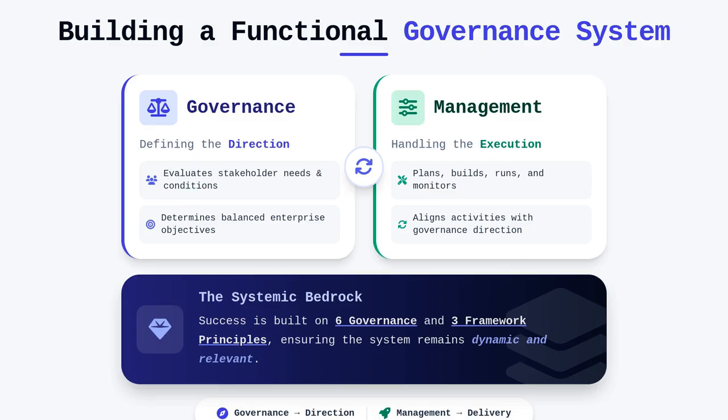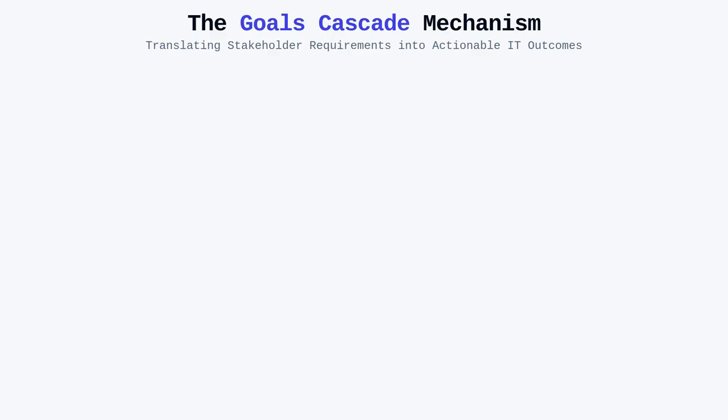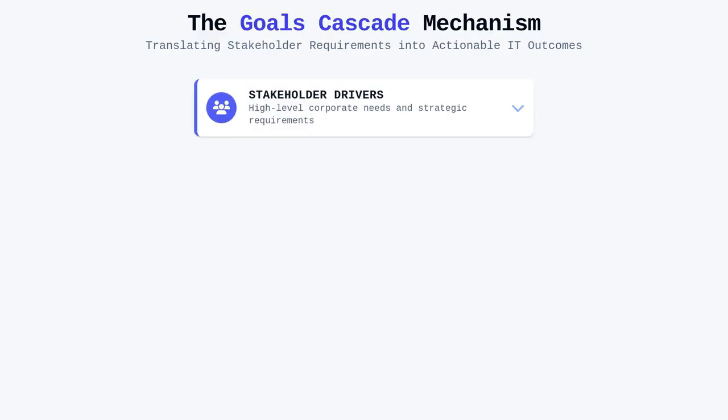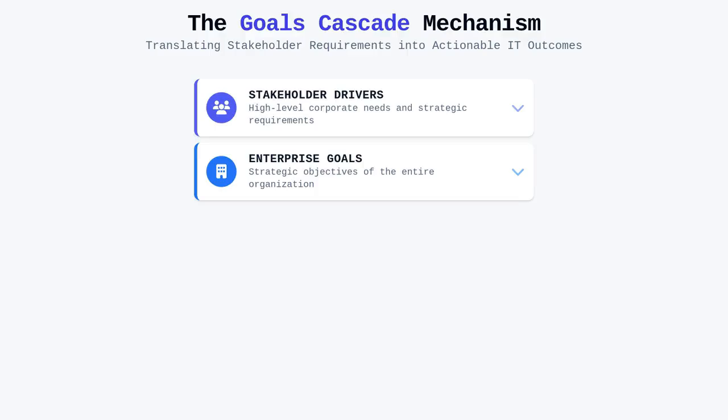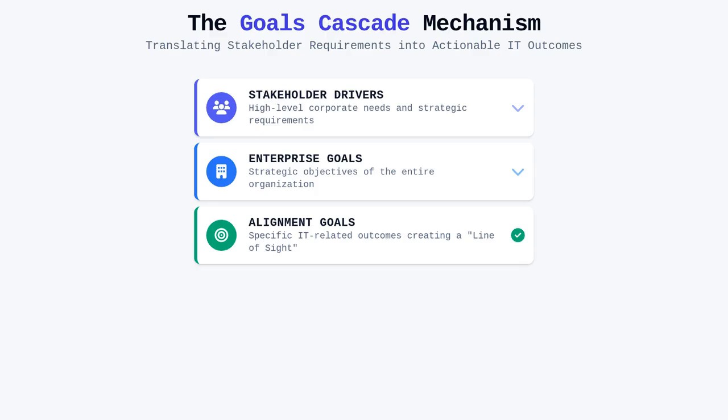These principles serve as the bedrock upon which the governance system is constructed, ensuring that it remains dynamic and relevant to the specific needs of the organization. The Goals Cascade remains one of the most critical mechanisms for translating high-level stakeholder requirements into actionable objectives. By flowing stakeholder drivers down through enterprise goals and finally to alignment goals, you create a direct line of sight between corporate strategy and specific IT-related outcomes.